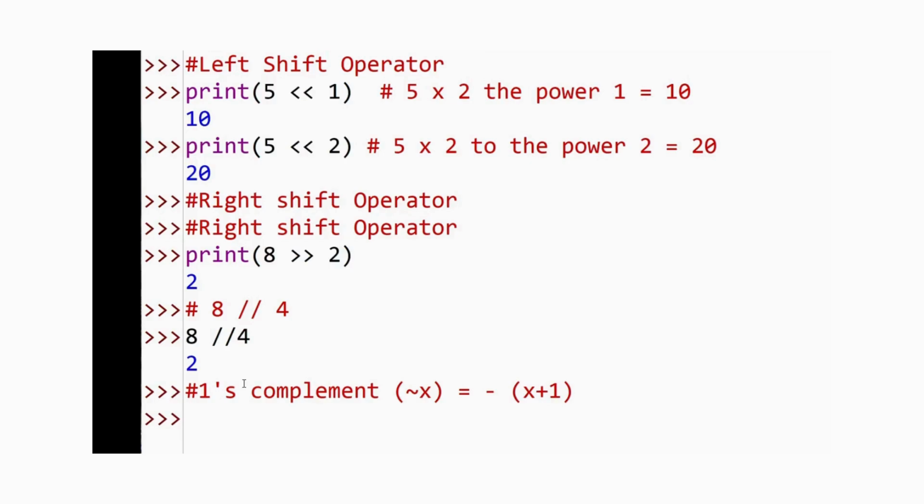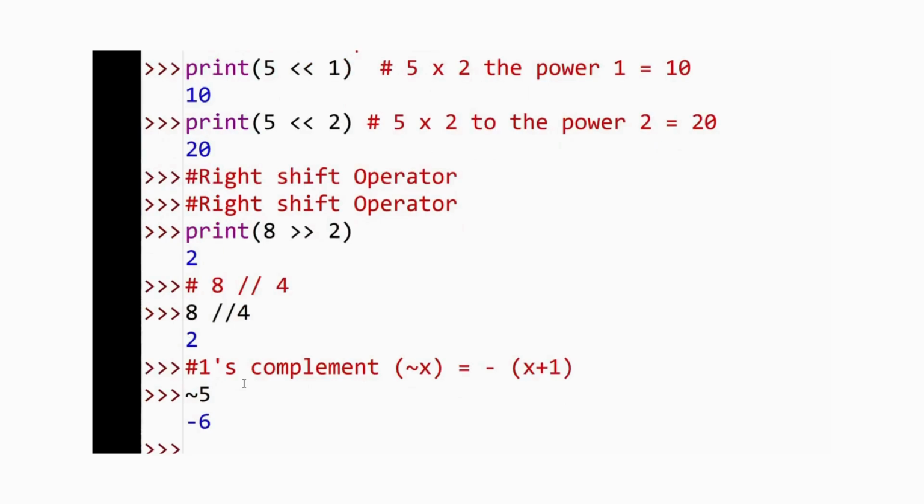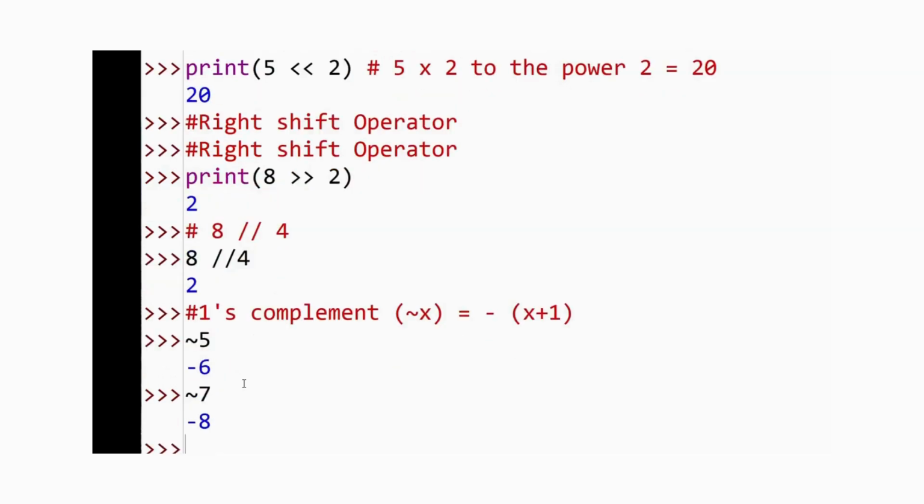Now tilde 5. You simply write tilde 5. What result will come? Minus 6 will come. See, minus 6, because 5 plus 1 is 6. You just prefix the minus sign. So whatever the value is, add 1 and put a minus prefix. For 7, minus 8 should come. Correct?